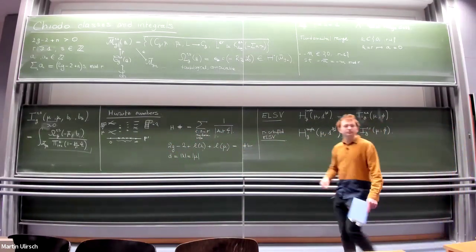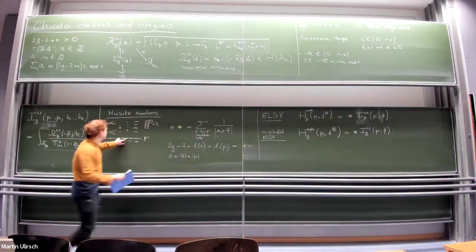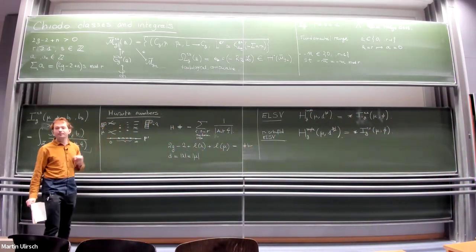I'm sorry, can you repeat the definition of simple? Simple. So the simple branch points is only one mu equals 2 and the other. Okay, thanks.